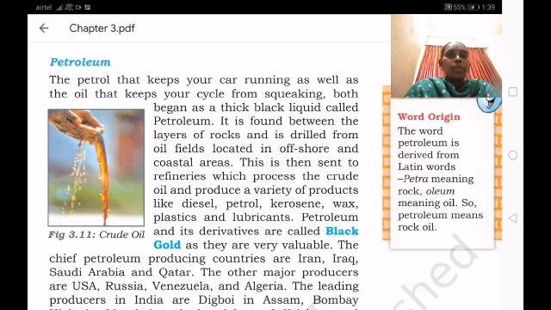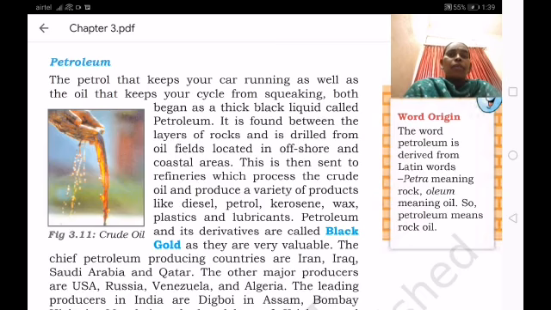It is found between the layers of rocks and is drilled from oil fields located in offshore and coastal areas. So children, the mineral oil is available in between the layers of the rocks. From the layers of the rocks they drill and take it out. This is then sent to refineries, which process the crude oil.